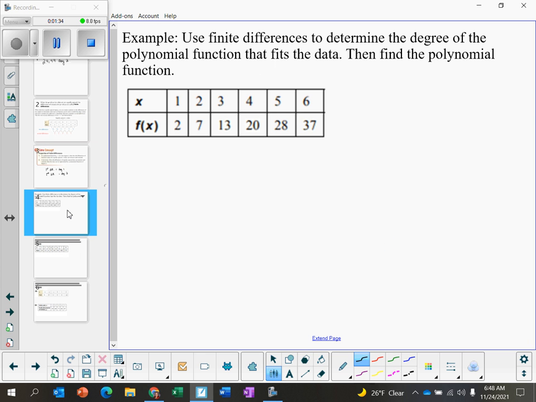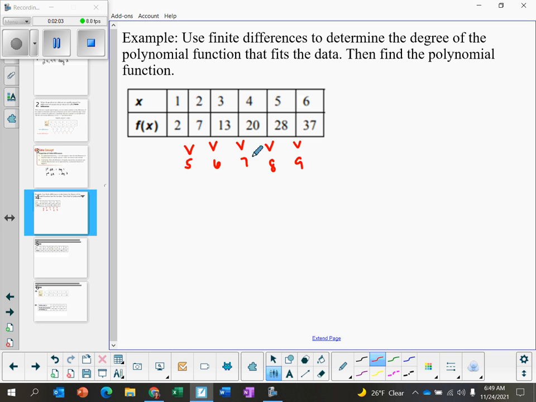So looking at our first example, we're going to use finite differences to determine the degree of the polynomial function that fits the data, then find the polynomial function. So I'm going to start by finding the first differences. We notice the x's are all equally spaced, so we're good. To get from 2 to 7, I went up by 5. 7 to 13, we went up by 6. 13 to 20, we went up by 7. 20 to 28, up by 8. And 28 to 37, up by 9.